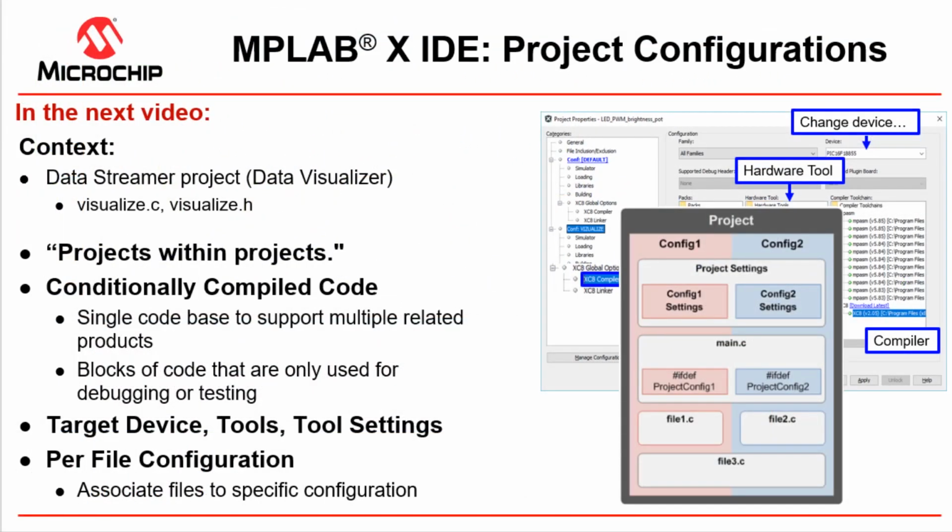Now, if we'd like to switch between, say, printf debugging and a data streamer, or if we'd like to remove this data streamer protocol from our project, then what we're going to do is actually create separate project configurations. So that's what we're going to do in the next video.